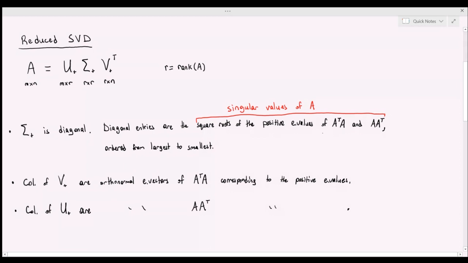Now, I'll also note something that I'm stating right now in the statement, which is that A transpose A and AA transpose will actually have the same positive eigenvalues. So if you take the positive eigenvalues that they have and you square root them, those would be what you place in the diagonal matrix sigma plus here. And the square roots of the positive eigenvalues, those are called the singular values of A. Okay, so just some terminology there.